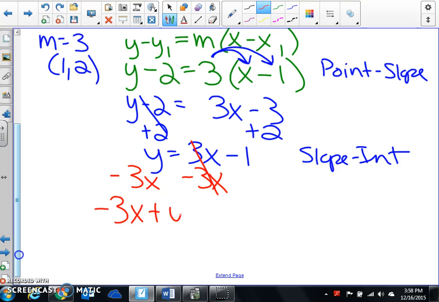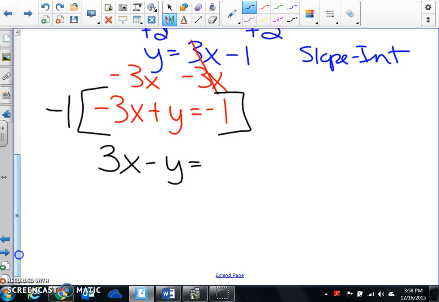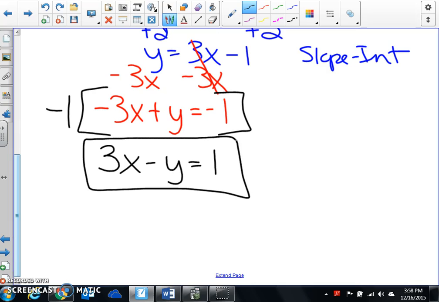Negative 3x plus y equals negative 1. Now, I don't have any fractions, but I do need to make A positive. So I multiply everything by negative 1. Multiplying by negative 1 is the same thing as just changing all the signs. So 3x minus y equals 1. Done.